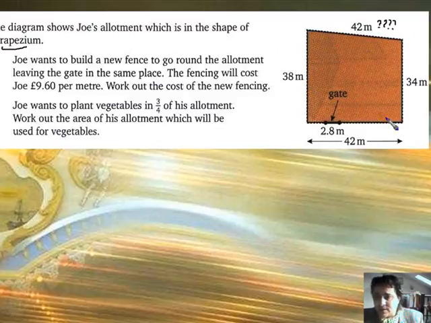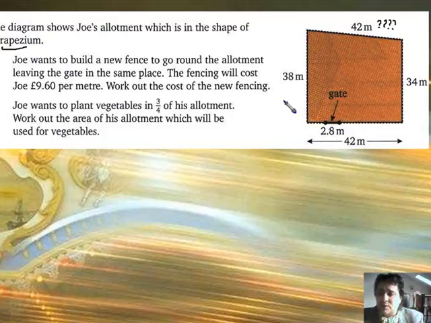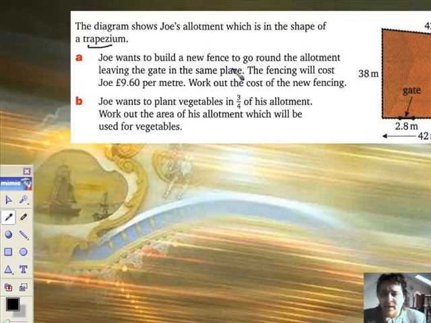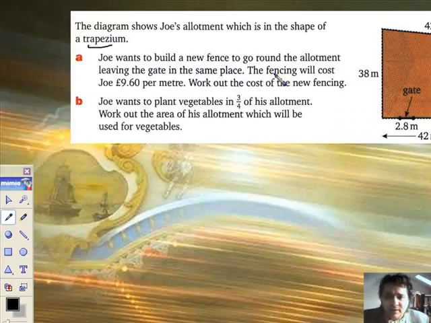I know these two lengths are correct, and that one's correct across the bottom, and let's just work with it. Joe wants to build a fence to go around his allotments to grow cabbages or whatever. The fence will cost him £9.60 per metre. Work out the total cost of the fence.